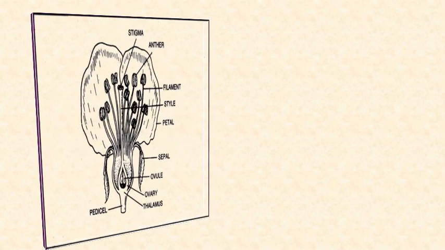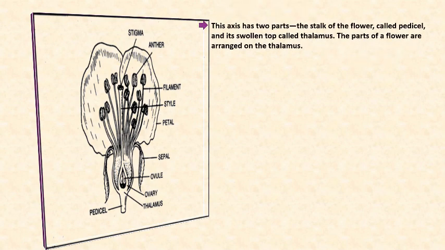Let's start with the structure of the flower. Here the axis of the flower is present. The axis of the flower is divided into two parts. The pedicel is the attachment of the flower to the stem. The upper part of the pedicel is slightly inflated. It is known as thalamus, on which all other whorls will be attached.